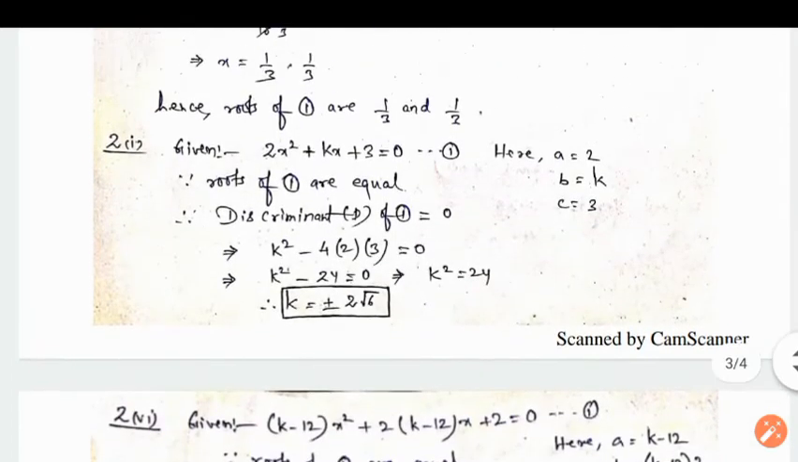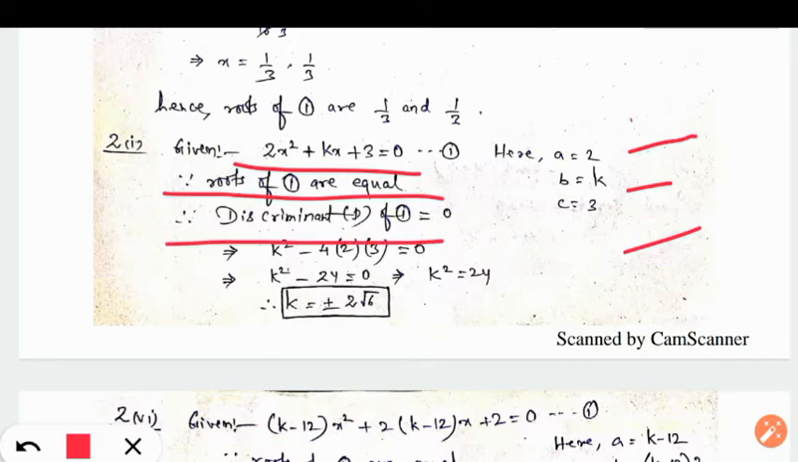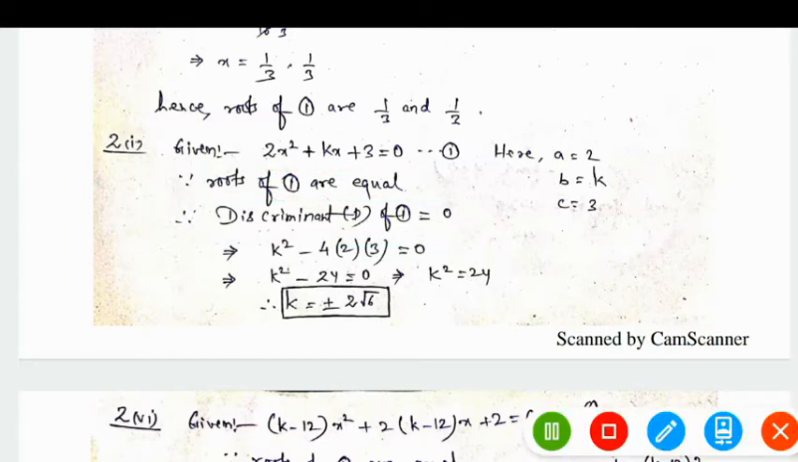So let's see. Here we have 2 part 1. Given in 2 part 1 we have 2x² + kx + 3 = 0, equation 1. Here, what is a, b, c I have written. a is the coefficient of x², b is k here, that is the coefficient of x, and c is the constant term, which is 3 here. Since roots of 1 are equal, it is already mentioned in the question, therefore the discriminant, which is D of 1, must be equal to 0, that is b² − 4ac.